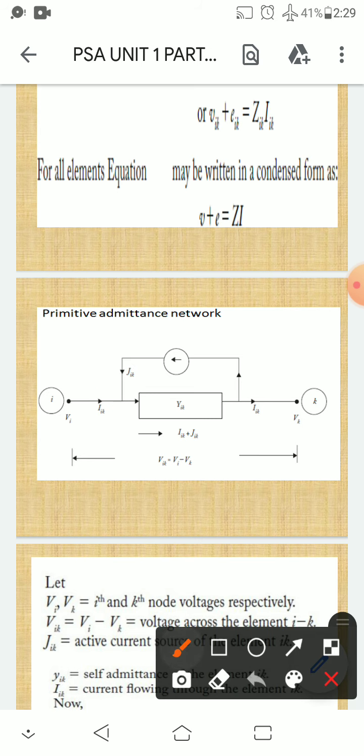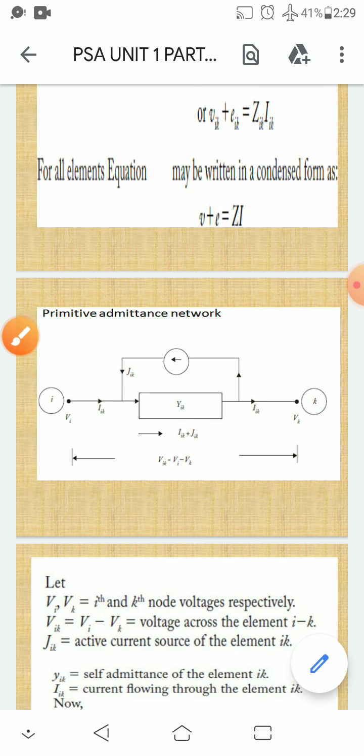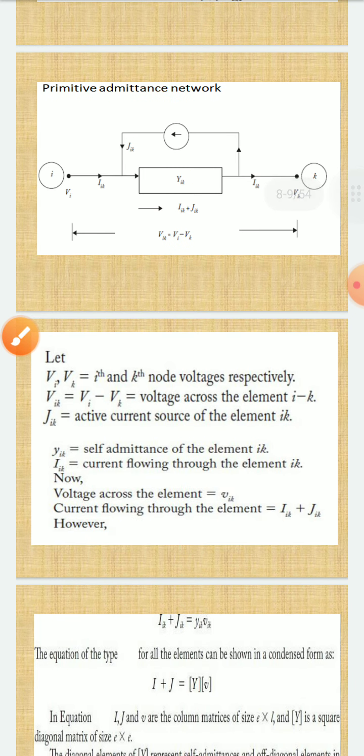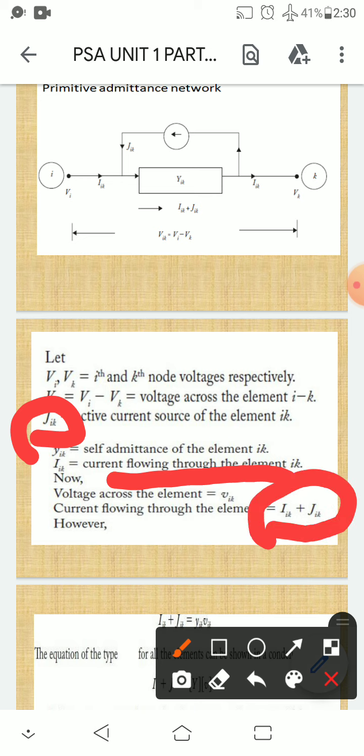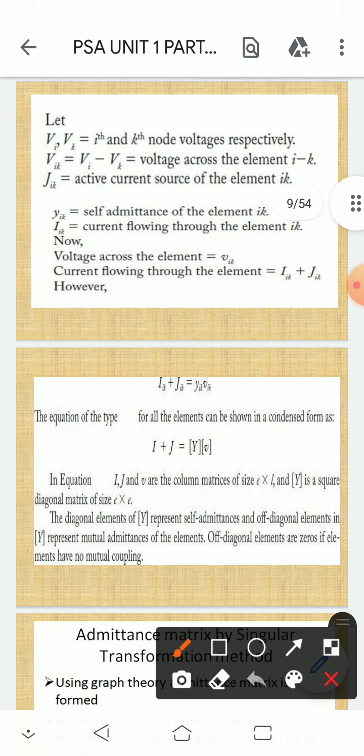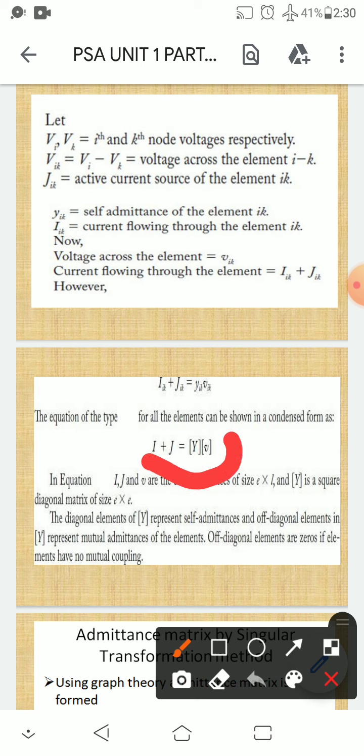V of Ik means V of I minus V of K. V of I and V of K are the ith and kth node voltages respectively, and V of Ik is equal to V of I minus V of K, the voltage across the element I to K. Capital J of Ik means the active source of the element I to K. I of Ik means the current flowing through the element Ik. So the total current is I of Ik plus J of Ik. The elements can be written in the condensed form as I plus J is equal to Y into V.